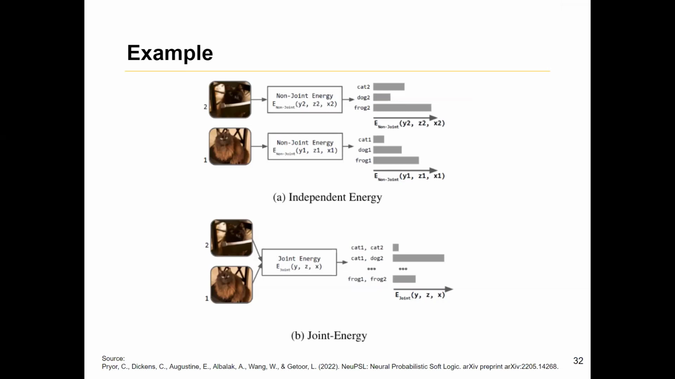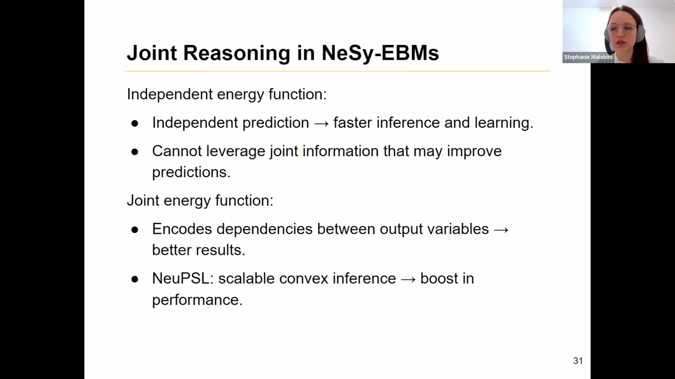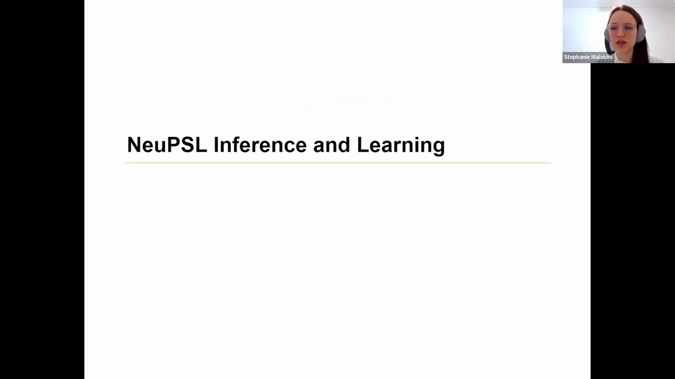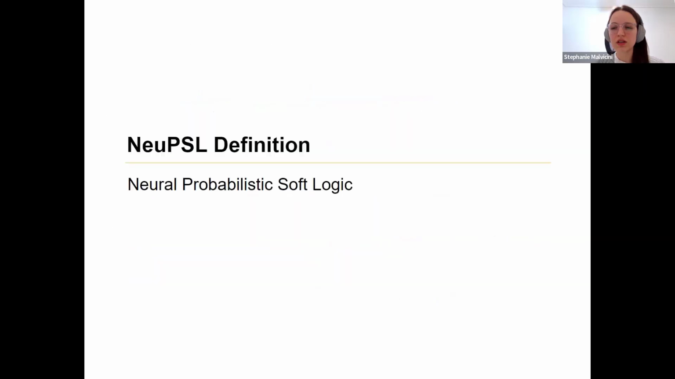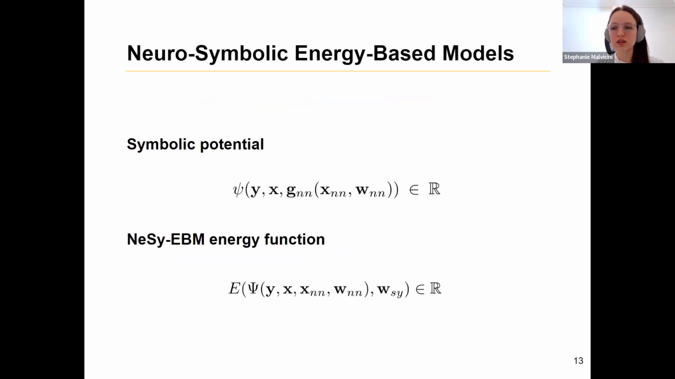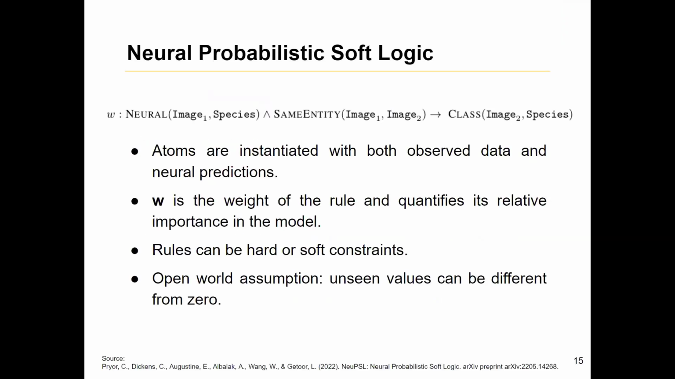Yeah. Can you go to slide 15? It says neural probabilistic. This one. So here you said that if you consider weight as 1, it is a hard constraint. I didn't understand why.